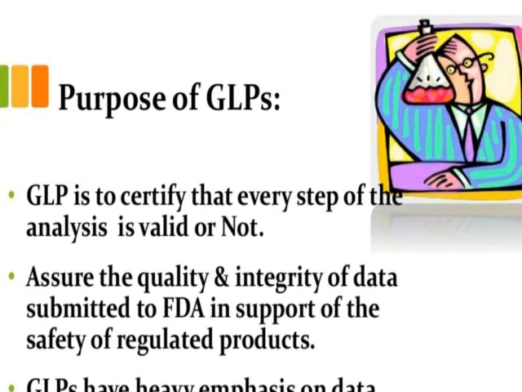So what is the purpose of GLP? The main purpose of GLP is to certify whether every step of the analysis is valid or not, and it makes sure of the quality and integrity of data submitted to the FDA in support of the safety of regulated products.